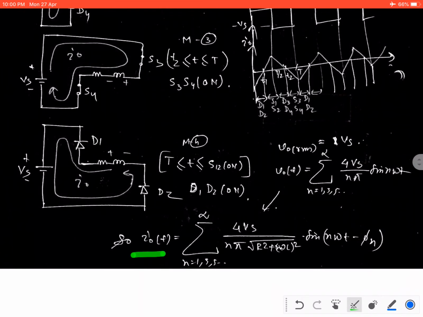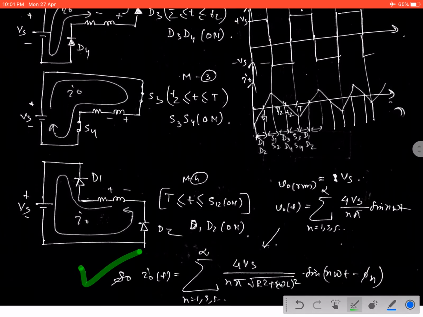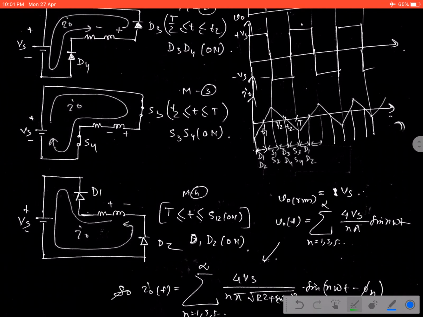The current expression is 4 Vs by n pi under root R square plus (n omega L) square, times sine (n omega t minus phi). As the inductive property is there, the current always lags behind the voltage, which is defined by minus phi n. And as we are using the inductive load, this should be replaced by the impedance Z, which has the value root of R square plus (n omega L) whole square. That is the final expression for the output current during RL operation. Okay, thank you.